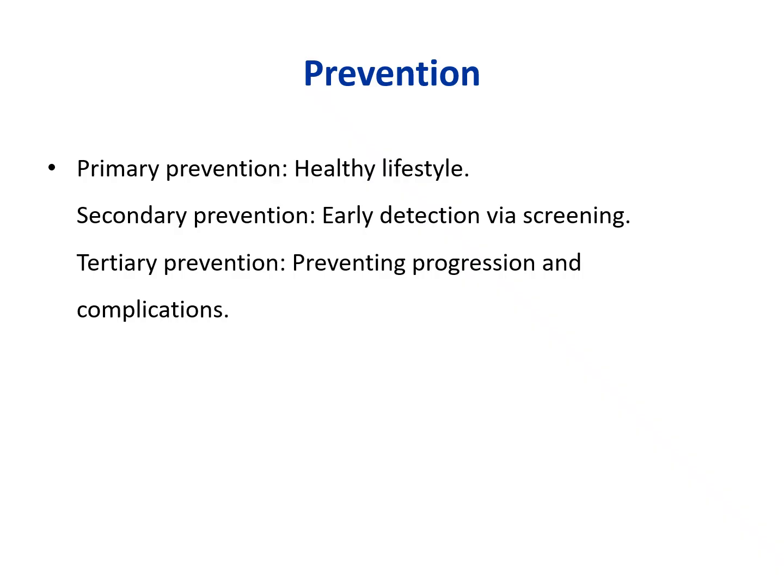How to prevent diabetes mellitus? This comes under prevention. Primary prevention happens because of a healthy lifestyle. If any individual maintains a healthy lifestyle, it's primary prevention. Secondary prevention is early detection via screening. Screening is also important and comes under secondary prevention.